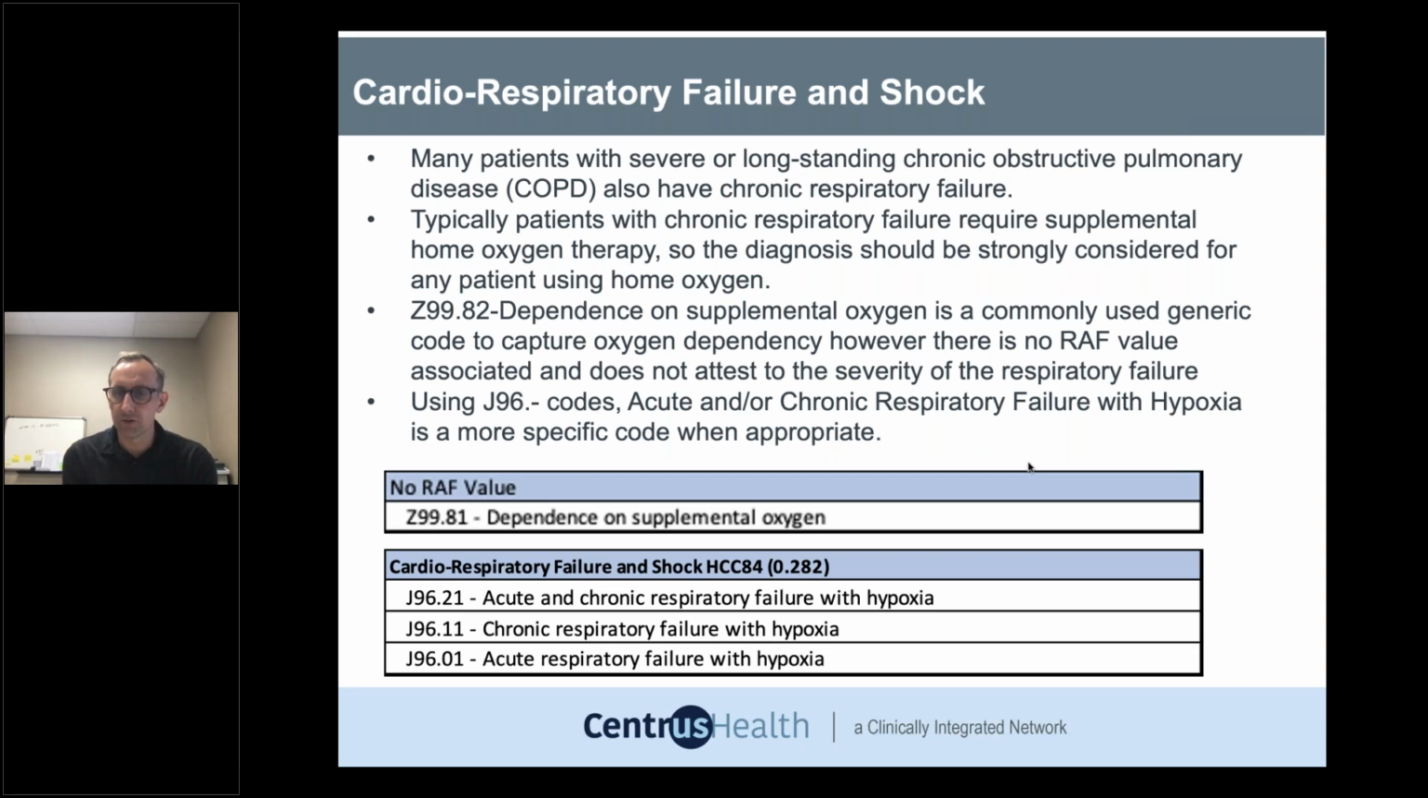And this is a generic non-risk adjusted code. It probably gets the claims paid fine, and it probably gets the home health orders or the DME orders paid to cover the oxygen use. But if you're able to use the J96 codes that are shown at the bottom to accurately reflect what's going on with the patient, then it adds a risk adjusted weight of 0.282, which just gives additional credit for the complexity of managing this patient. So acute and chronic respiratory failure with hypoxia, or chronic respiratory failure with hypoxia, would probably be the most common codes that you could use in those circumstances.